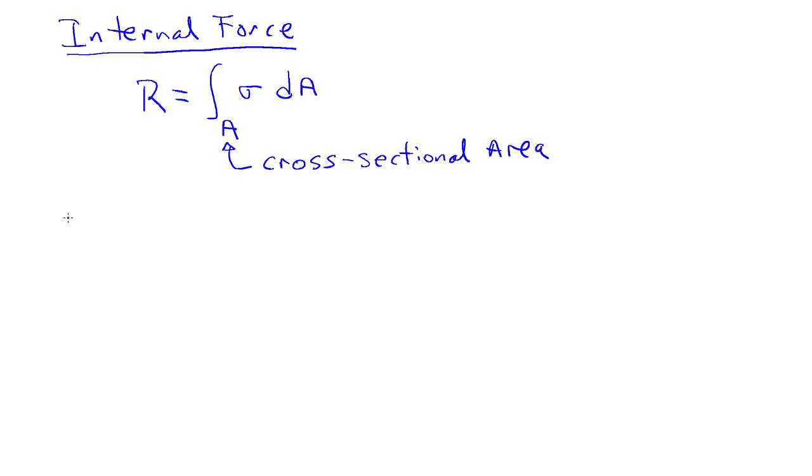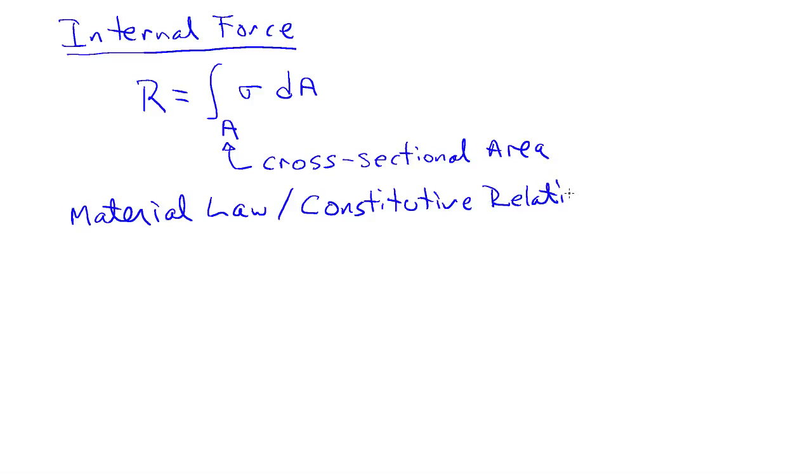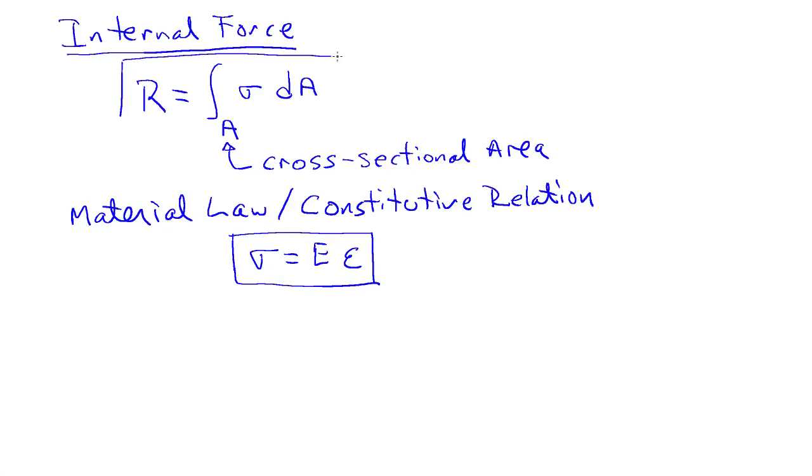And then the last equation that we need to close the system is the material law. This is sometimes also known as the constitutive relationship. And since we're doing linear elasticity, it's simply that the stress is equal to the Young's modulus times the strain. So the four boxed equations here are the four main equations that govern the behavior of the deformation of axially loaded bars.